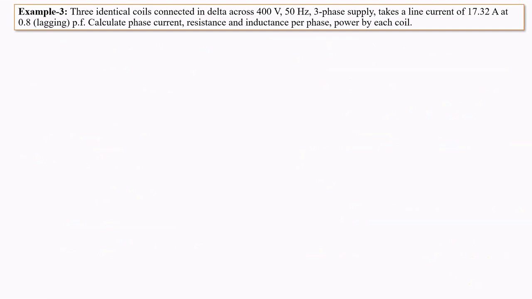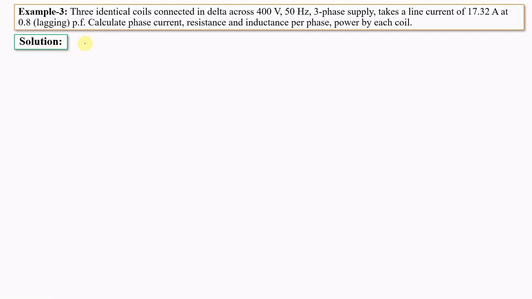The next question is, three identical coils connected in delta across a 400 volt 50 Hz three-phase supply take a line current of 17.32 ampere at 0.8 lagging power factor. Calculate the phase current, resistance and inductance per phase and power by each coil. So here is the solution.